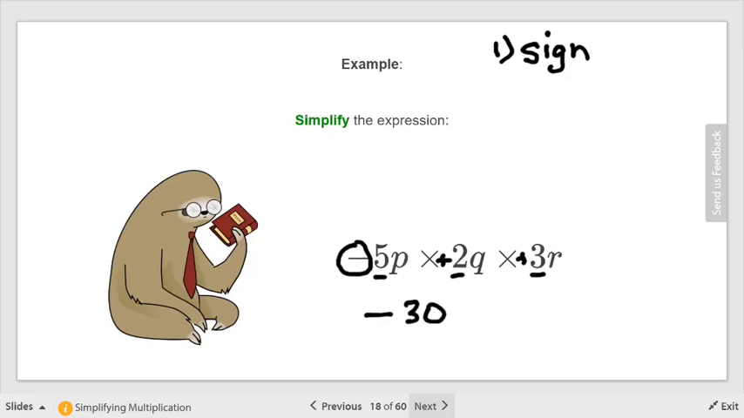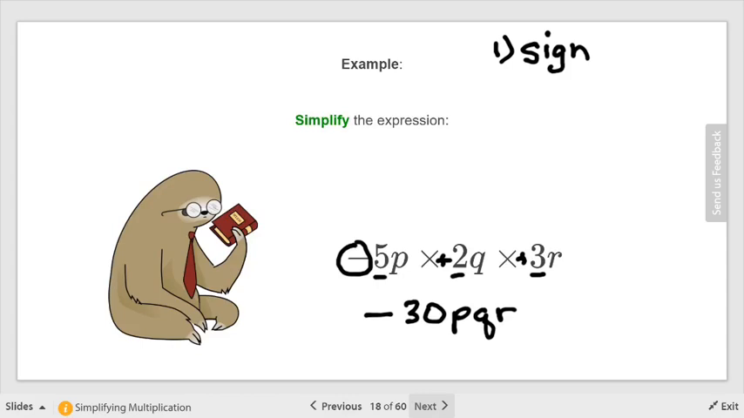Now, what is a P times a Q times an R? PQR. Because we can't multiply those, all we do is stack them together. Good job. So minus 30 PQR. I think the problem there was not that you didn't know what you were doing, you were just not brave enough.